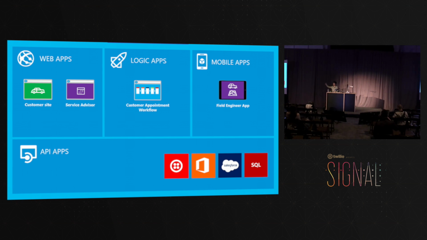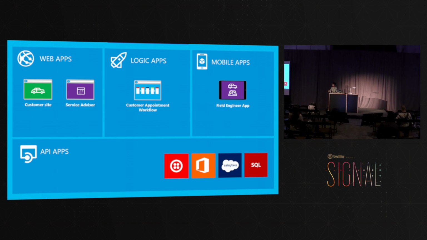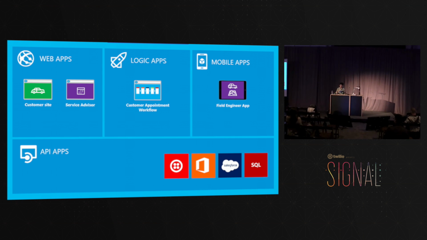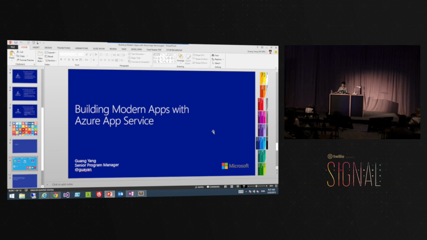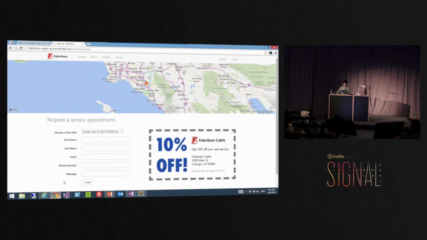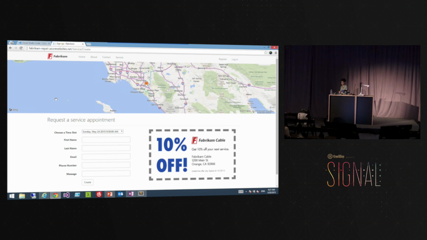Finally, there are a bunch of connectors, API apps we're using here. Twilio for sending text messages. We have Office 365, Salesforce, and SQL. I'm going to show you how this works, and I'm going to talk through the scenarios. OK, so let's flip to the demo.